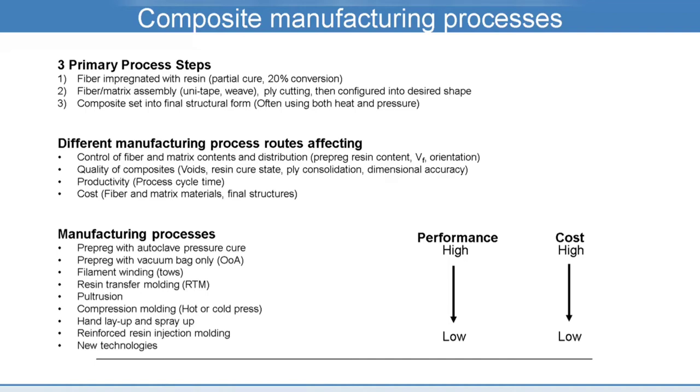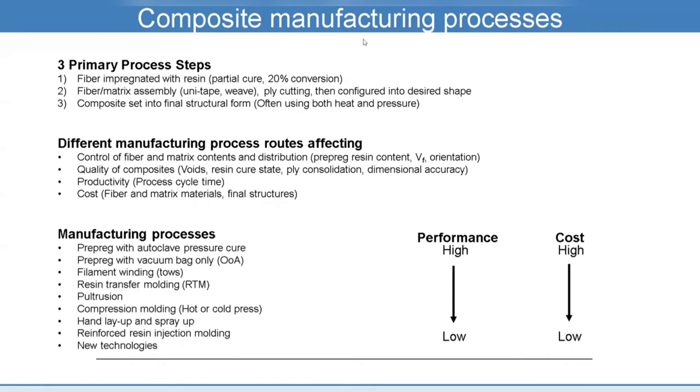Different manufacturing process routes can be used, and you have control of fiber and matrix contents. That means I can control the amount of resin content, and depending upon the amount of resin content, the quality of the product is affected. These different manufacturing process routes can also affect the quality of the composite, like voids. You could have voids within the composite, and voids may not be a good thing. If I have voids within the resin, then those act like stress concentrations, and those stress concentrations can affect the performance of the composite.